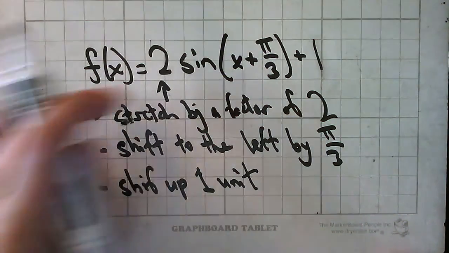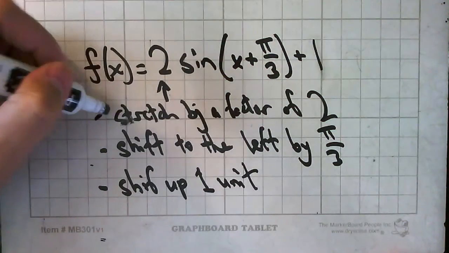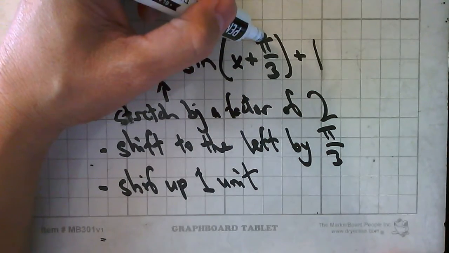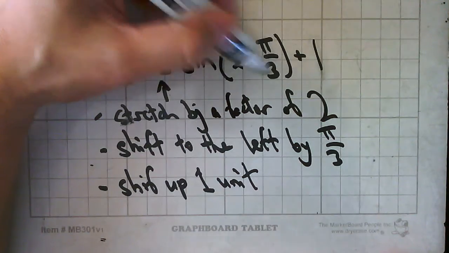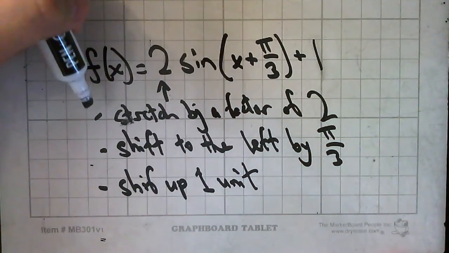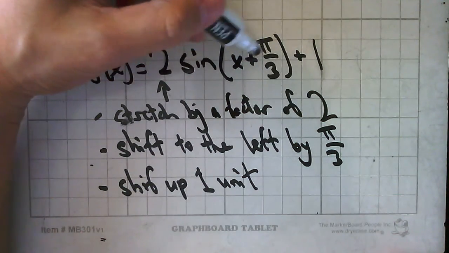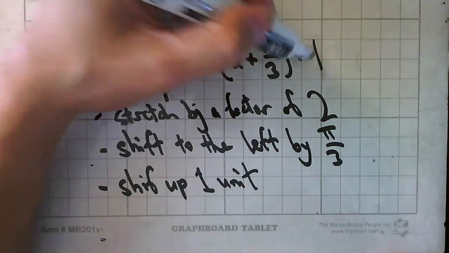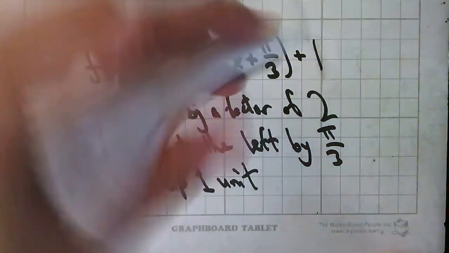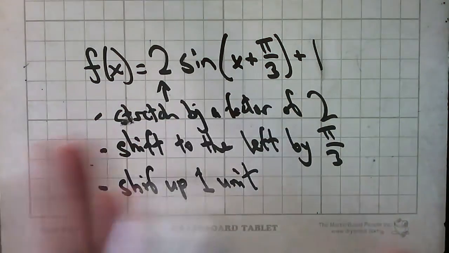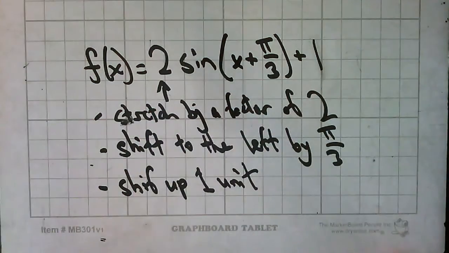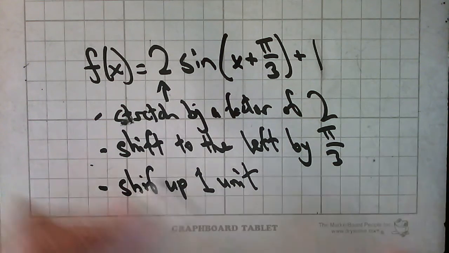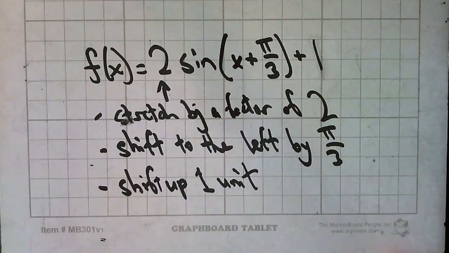Okay, so this is what these each mean. So this is going to stretch by a factor of 2. This one's going to shift it. Remember, it's going to be x minus whatever this is. So that means this is going to go to the left. So we have a minus and a minus make a plus. And this is going to shift it up or down. So inside the parentheses, moves it left and right, opposite direction. This is going to move it up and down. Okay, so let's take a look at how it affects the graph.